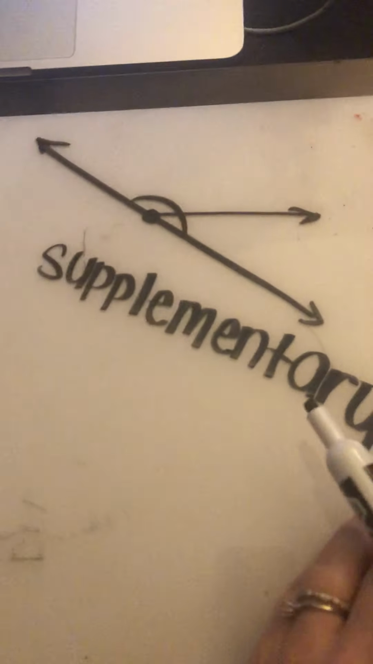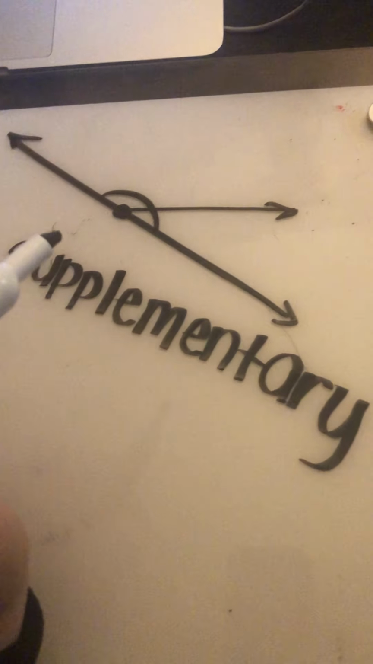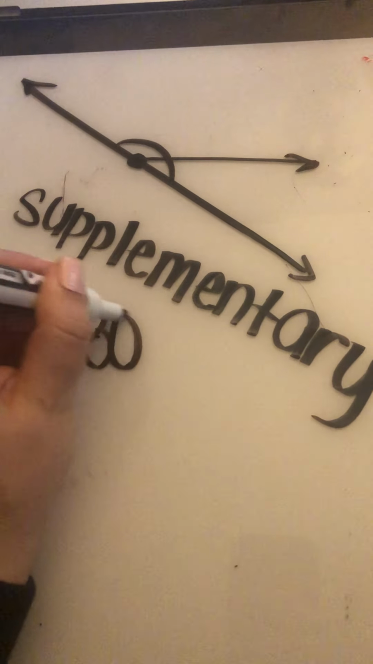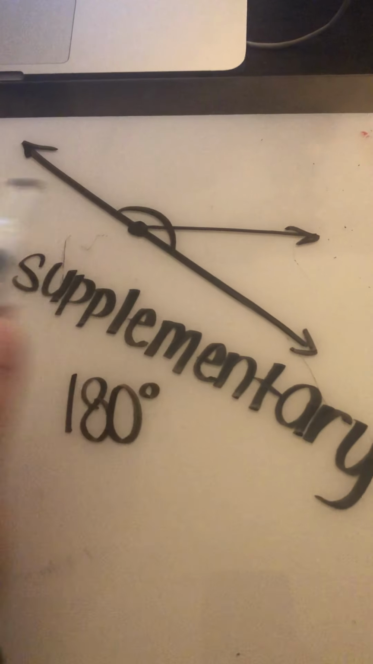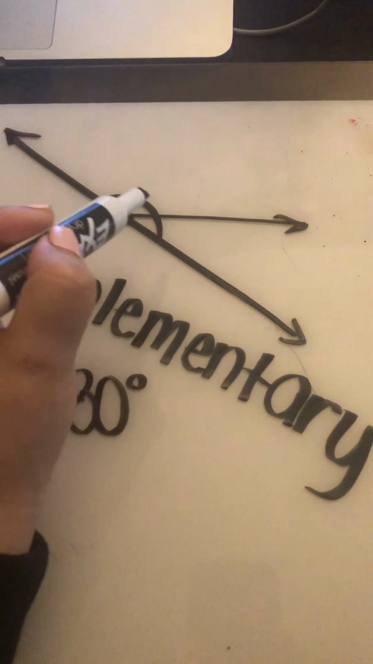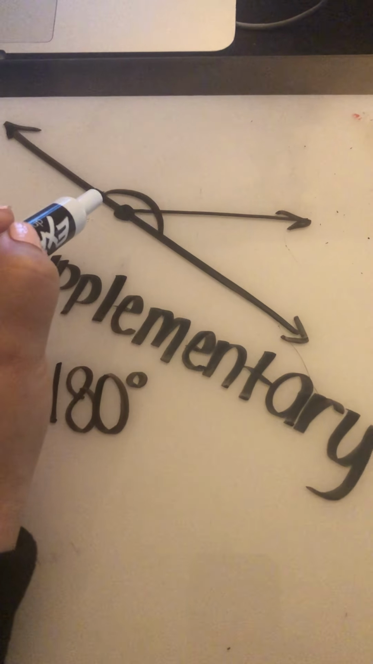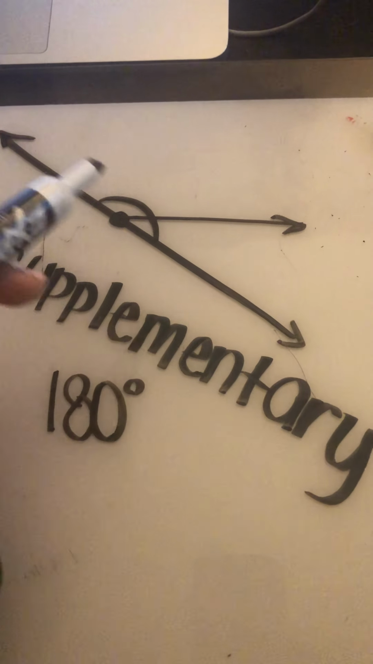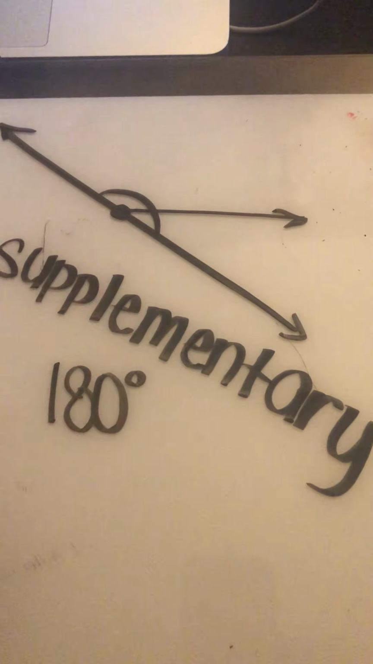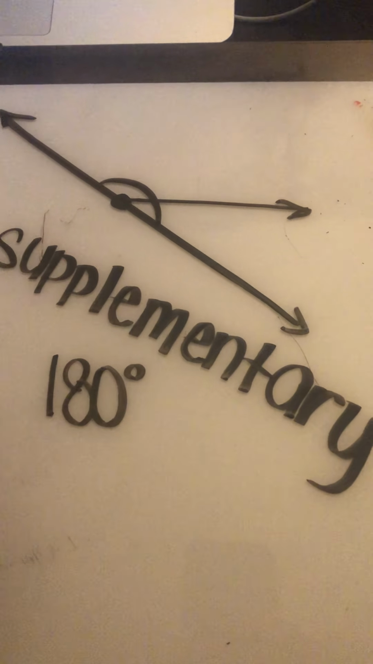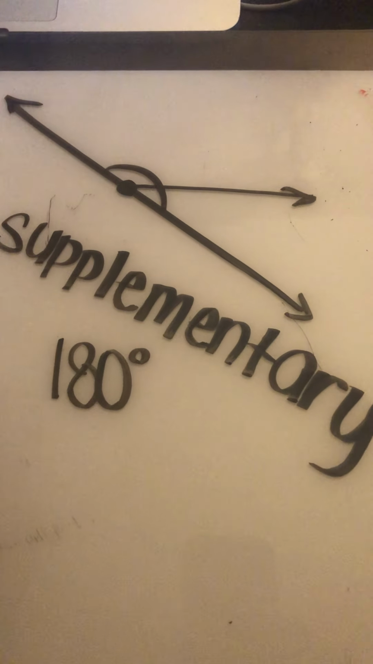Supplementary is when you are given two angles and their sum is going to be 180 degrees. So these two angles will land on a straight line. If you notice there's a straight line here, sometimes you'll see this little half circle drawn. That's showing you that it's 180 degrees, that it's a straight line. So again, they're going to split it in half or into two pieces, and they're going to give you the measure of one of the angles, and you have to figure out the measure of the other.